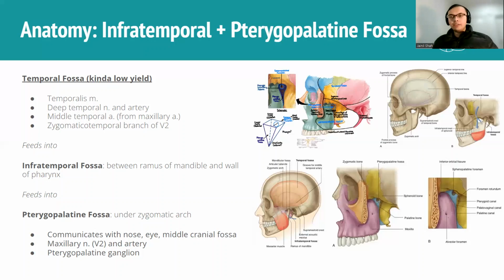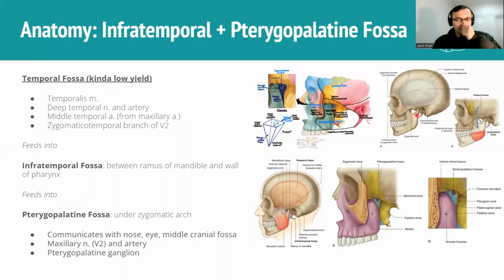Essentially, the way I think of it is like this big section of your temple that is lying above the ramus of the mandible. So this is the mandible, right? And it's lying above the ramus of it. And below that, below the ramus, is actually where the infratemporal fossa is. So above it was the temporal fossa, below it is the infratemporal fossa, which makes sense.